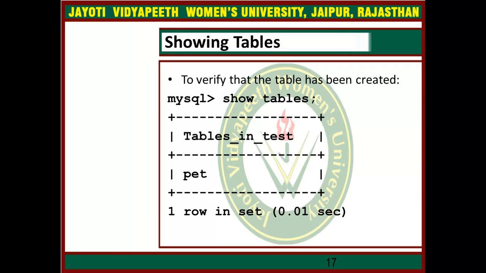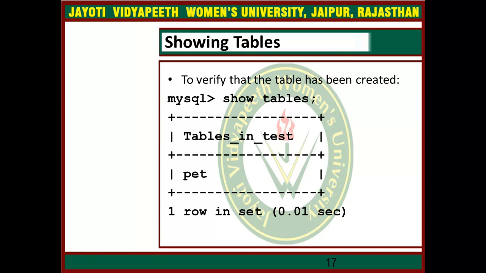Showing tables. To verify that the table has been created, how can we know that our table is created? You have to write show tables after the mysql prompt, and here you can see tables in test: pet, which means 1 row is in the set.